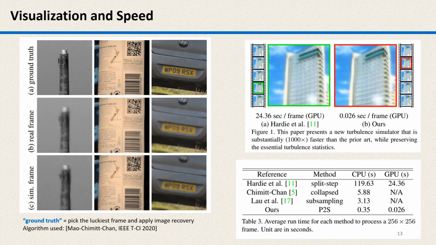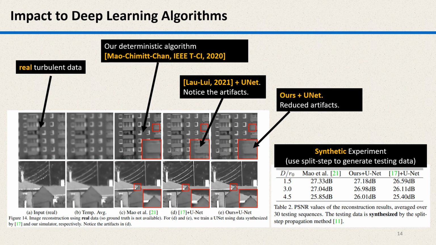Here are some visual comparisons, and also the speed comparison. Compared to the gold standard simulator from the Optics Society, we are almost 3 orders of magnitude faster. Here are some results of training neural networks. The same network trained with our simulator has the least amount of artifacts and close to state-of-the-art performance.